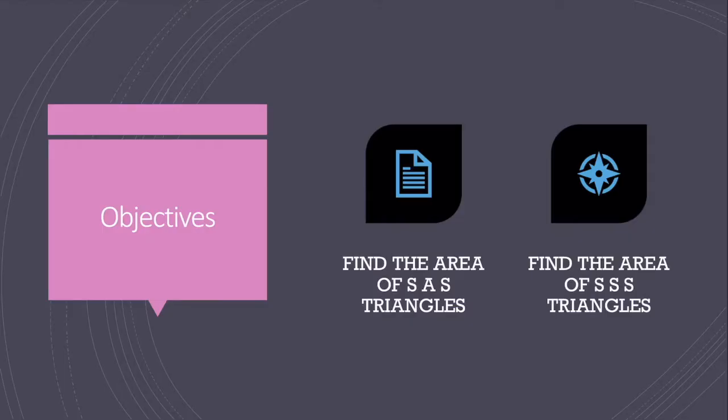Section 7.4 is all about finding the area of a triangle. So we have two objectives for this section. First is to find the area of side angle side triangles, and second is to find the area of side side side triangles. Now, we solved these triangles using the cosine laws. Now we want to focus on finding the area.